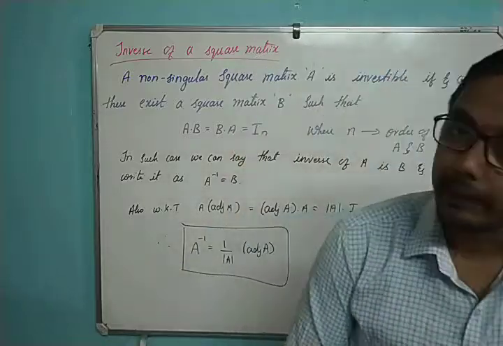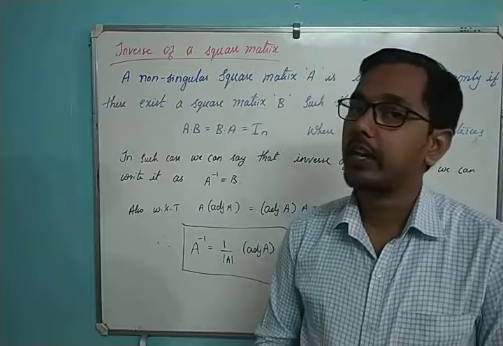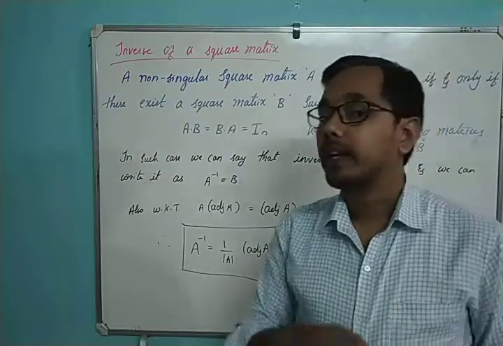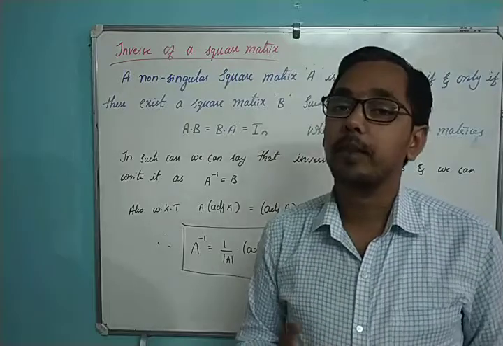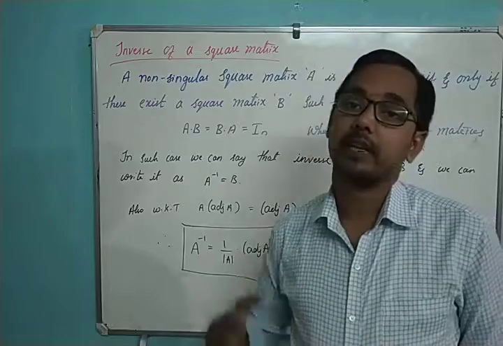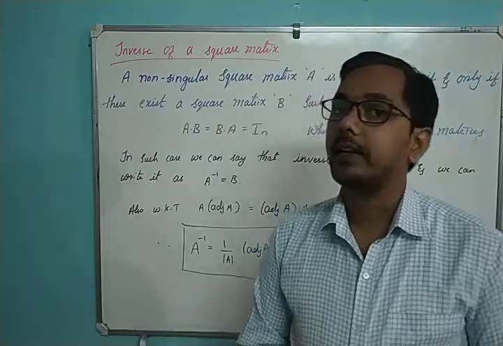right? So A inverse can be calculated by row transformations and column transformations also. A into A inverse is equal to I, making use of that particular property. But if the matrix is simple, it will take 4 to 5 steps. If it is complex, it may take 10 to 12 steps, right? So that is another thing.